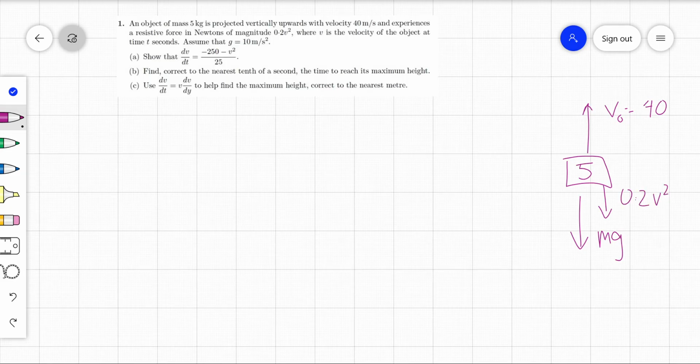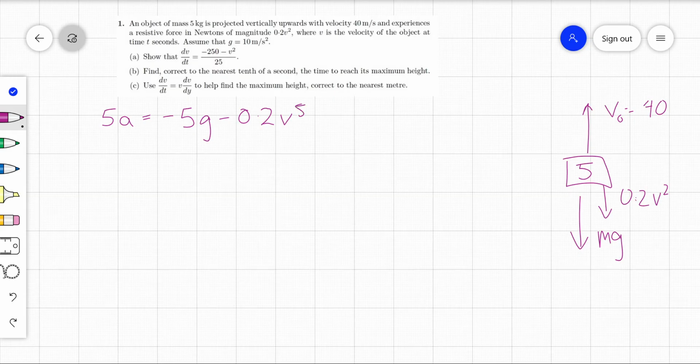So we know mass is included because it said newtons. So when we're setting up our acceleration equation, we've got mass times acceleration, so 5a in this case, and we've got this negative mass times gravity, so 5g, and we've got this negative 0.2, which is the same as a fifth v squared. So we've got that going on.